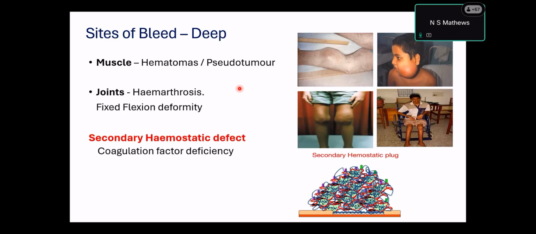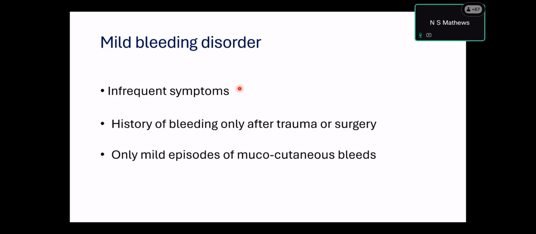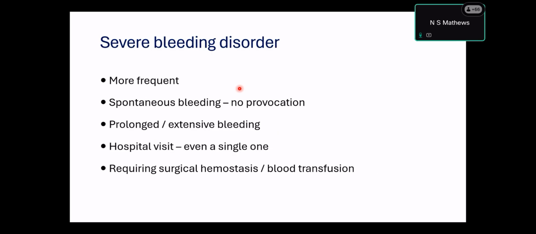Now, how do you know whether a bleeding disorder is mild, severe, or so on? When you talk about mild bleeding disorders, the symptoms are fairly infrequent, and the history of bleeding is only after trauma or surgery. And usually, there are only mild episodes of mucocutaneous bleed. Whereas a severe bleeding disorder is more frequent. Spontaneous bleeding happens, that is, without a provoking event. There is no trauma, no surgery, no provocation. And this bleeding can be prolonged or even extensive.